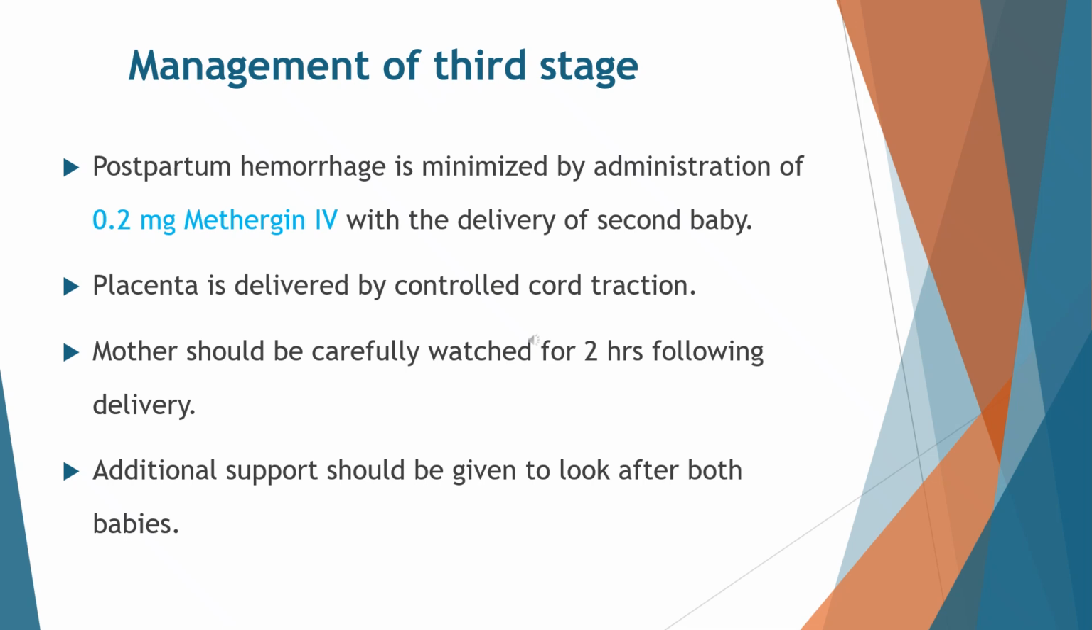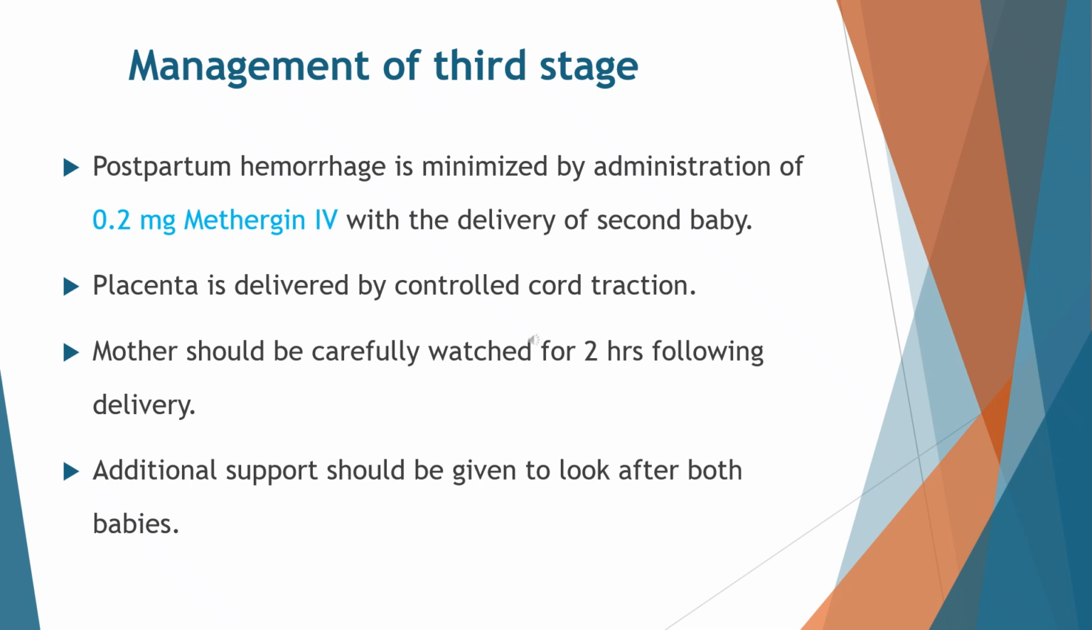To prevent excessive bleeding, 0.2 milligrams methergin is administered intravenously immediately after the delivery of the second baby. This helps the uterus contract firmly and reduces the chances of postpartum hemorrhage. Remember, this drug is not given after the first baby, only after the second one is delivered.